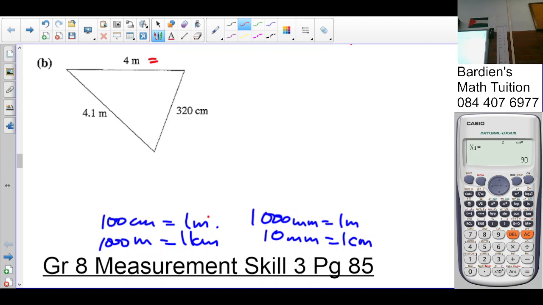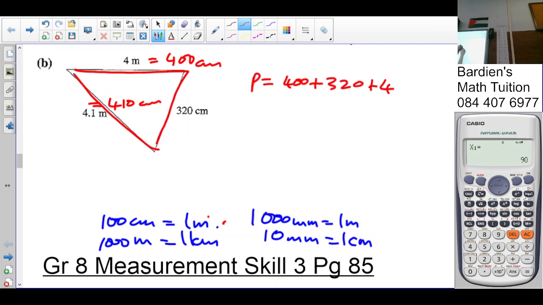I'm going to go to the smaller unit. So it's going to be 400, as there's 100 centimeters in a meter. Okay? That's going to be 400 centimeters. That is going to give you 410. You all agree with that? So the perimeter is going to be 400 plus 320 plus 410. Not so? So that's going to give you 1,130 centimeters. You all agree with that?